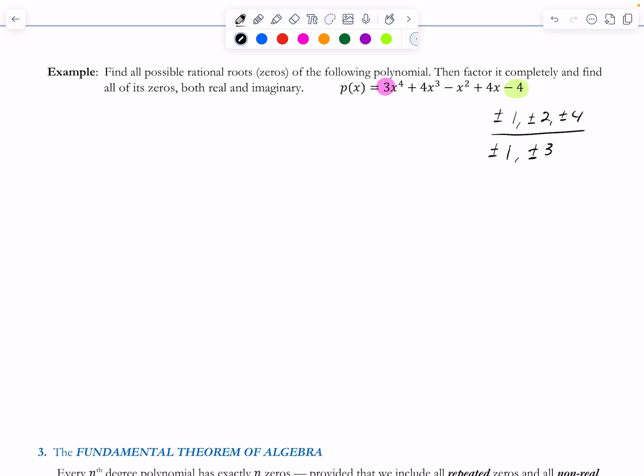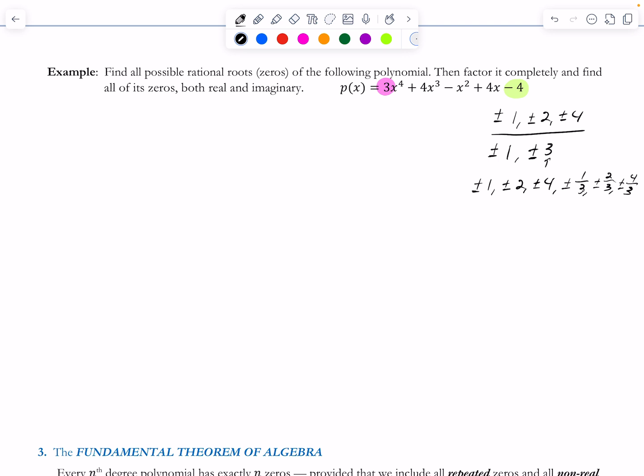So the possible rational roots, I'll write them all out. I always write down the numbers on top first. And then after I divide those, I'm going to divide by the second number, which is going to give me plus or minus 1/3, plus or minus 2/3, and then plus or minus 4/3. Okay, so this is going to be all the numbers that I'm going to try when I try to figure out the roots of this polynomial.